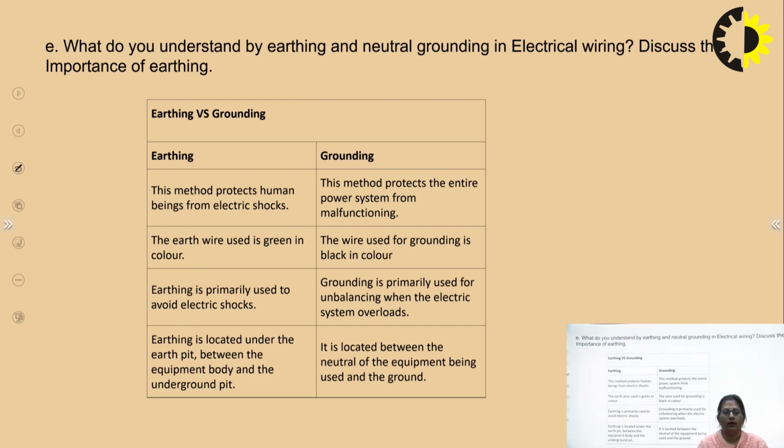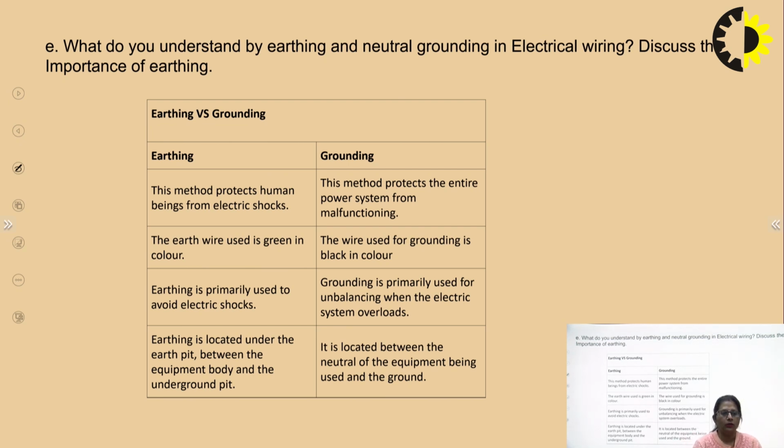But grounding is a method which protects the entire power system from malfunctioning, right? Earthing means we are physically making the potential zero. We are making it earthed, right? But grounding is making all the voltages to be at zero potential, right? The earth wire which is used is generally green in color, and the wire which is used for grounding is black in color.